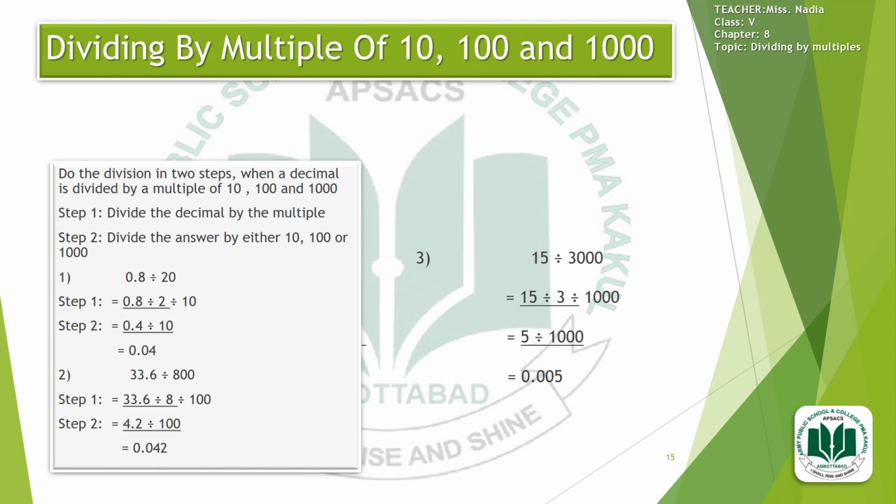In example 3, 15 divided by 3000. First divide 15 by 3. The answer is 5. Now, if there is no decimal point, first put decimal point at the end of the number and then move decimal point three places to the left. Here the answer is 0.005.